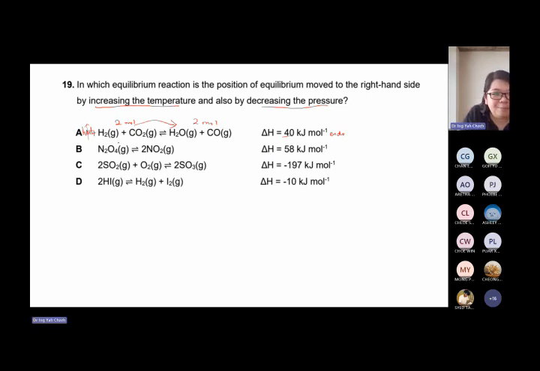Let's look at B. B, left hand side, I have 1 mole of gas. Sorry, right hand side, I have 2 moles of gas.